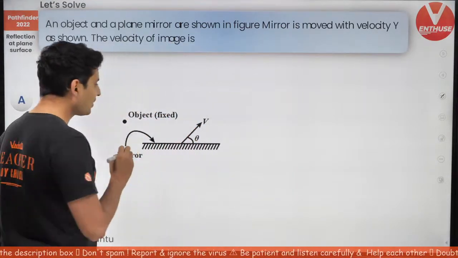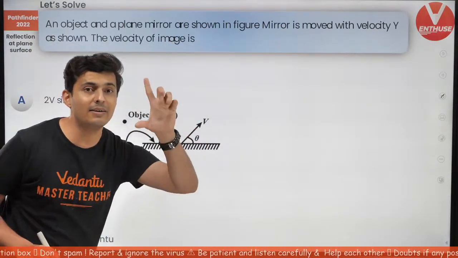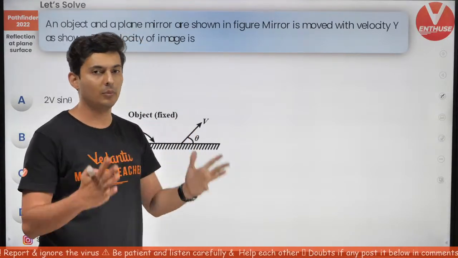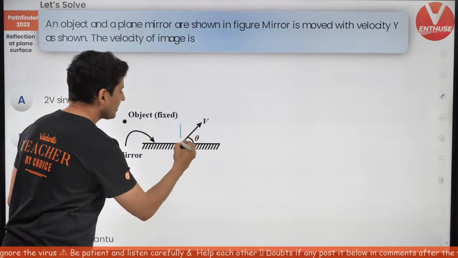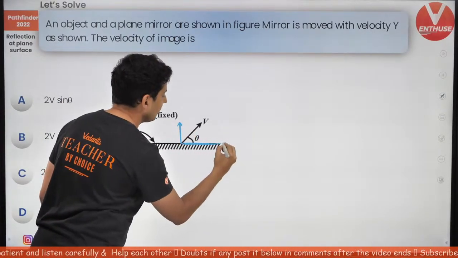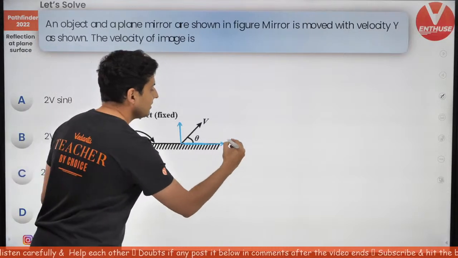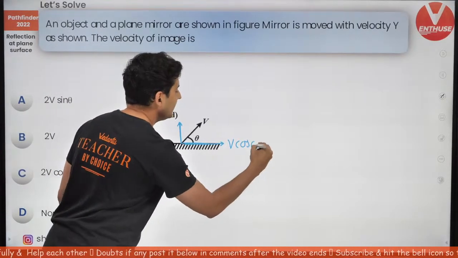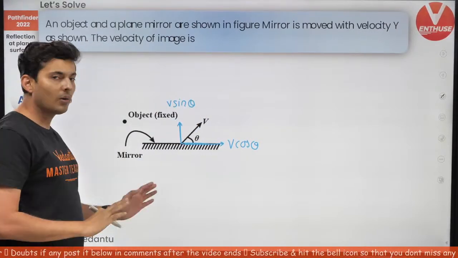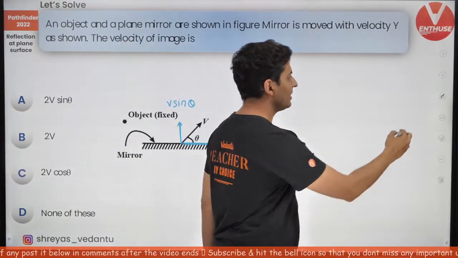Alright, so what you need to do, split the velocity and understand which component is mattering the most. So, split the velocity. There are two components of velocity. One component here, one component here. This is V cos theta. This is V sin theta. Okay, think of each component separately.